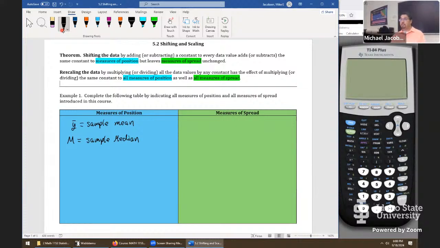Center is one position. There are other positions. Anyone know a different measure of position we could throw on here? Not quite range or IQR. Those are more spread. That tells how spread out the data are. Exactly. Let's put that in now that you mentioned it. Measures of spread are how spread out the data are.